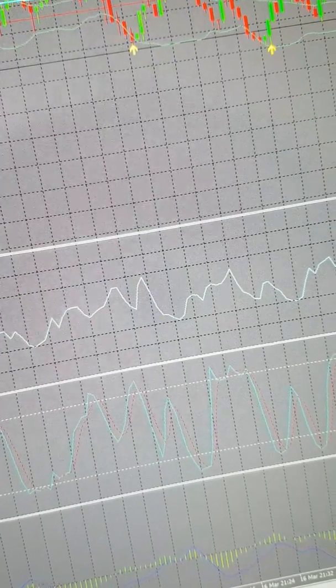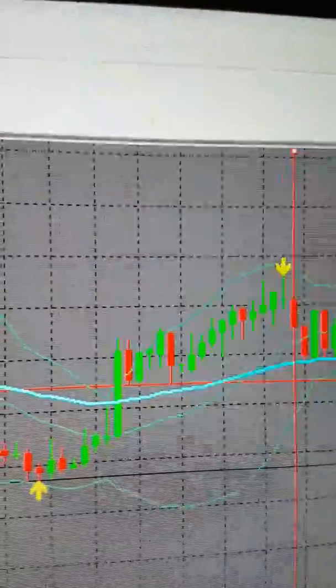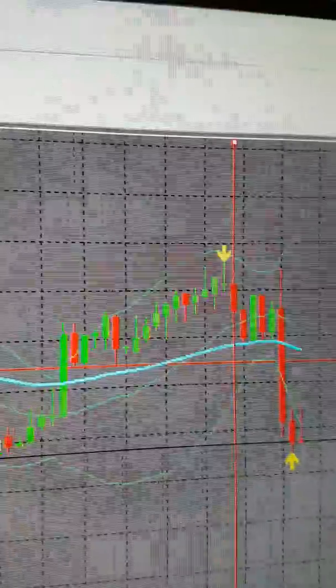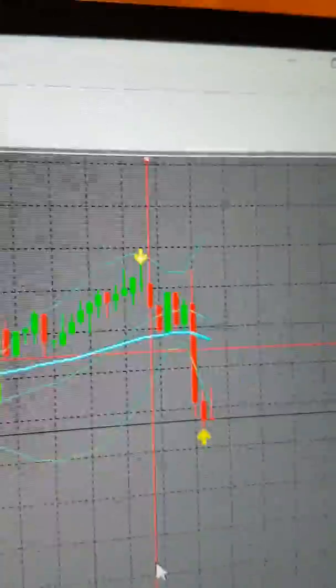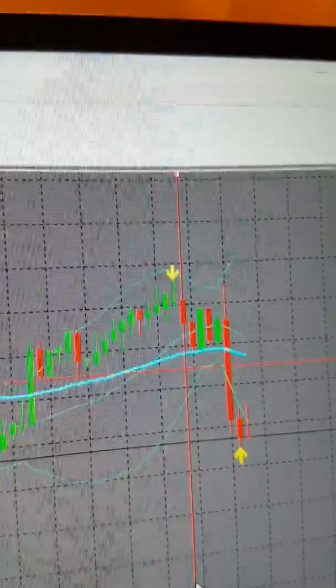Well, right over here, right at the end before market closed. This is just before market closed. You could have been taking trades in the last half hour, hour of the market before it closed. You could have taken your 50 pips right here off of this consolidation here.